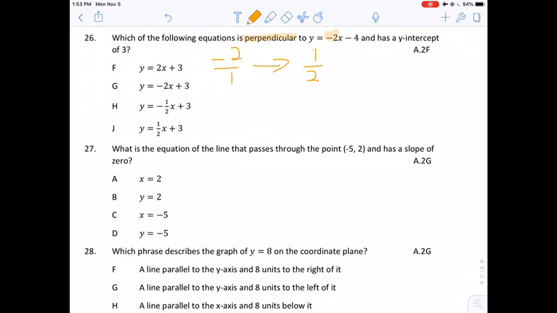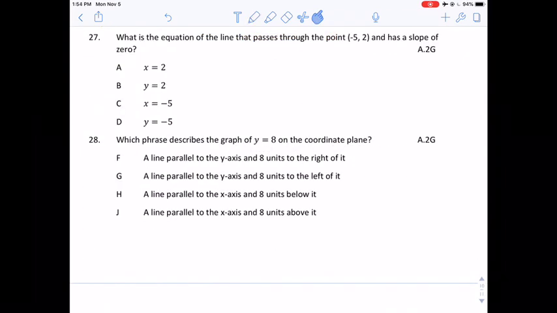I see that F doesn't have that. G does not have 1/2. H has 1/2, but it's negative, and I want it positive. So my only possible answer now is J, and I can see that my y-intercept is 3, just like the problem said, 3.